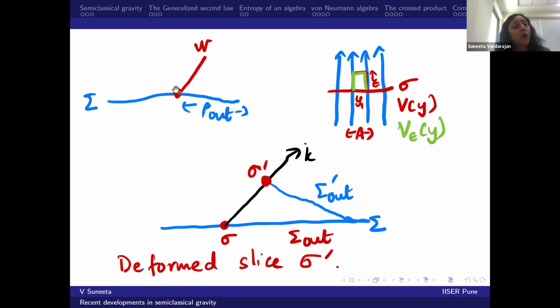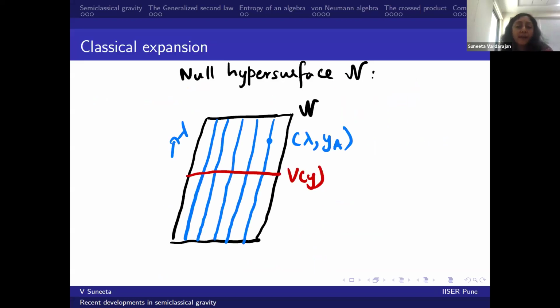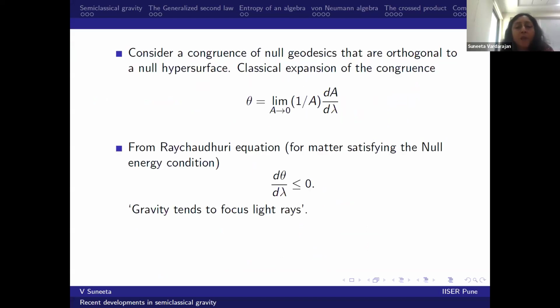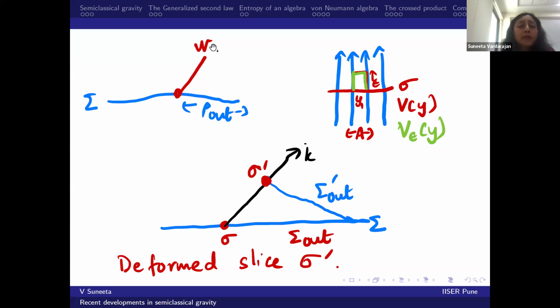So the sigma, this red dot, can be thought of as the intersection of the null hypersurface with the Cauchy slice. Now, here is the diagram on the right-hand side, the diagram of the null hypersurface. Sigma is like one slice of this null hypersurface, and that slice I call the V of y slice, which is the same diagram as I had here. Any slice of the null hypersurface is given by lambda equals V of y. So I will denote the slice of the null hypersurface, which gives me sigma, as V of y.